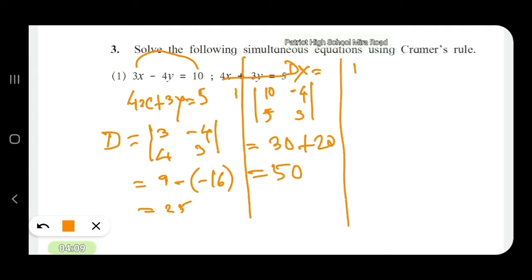Calculating Dy, in place of y we will bring the third column. So Dy will be equal to 3 4, the determinant, and 10 5. This will be equal to 15 minus, cross multiplying, 3 5s are 15 minus 4 10s are 40. So Dy will be minus 25.